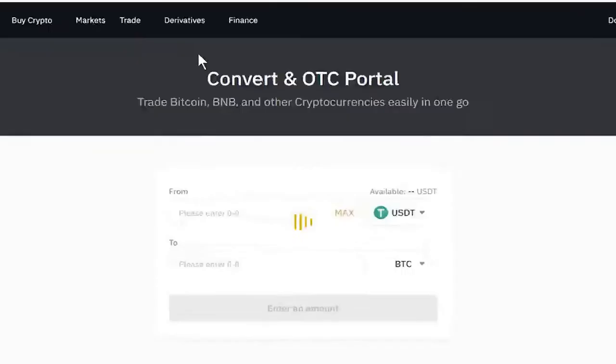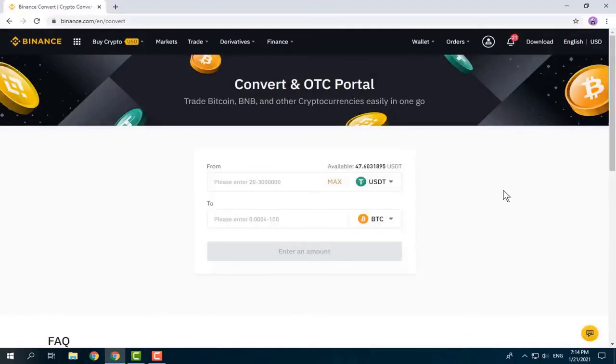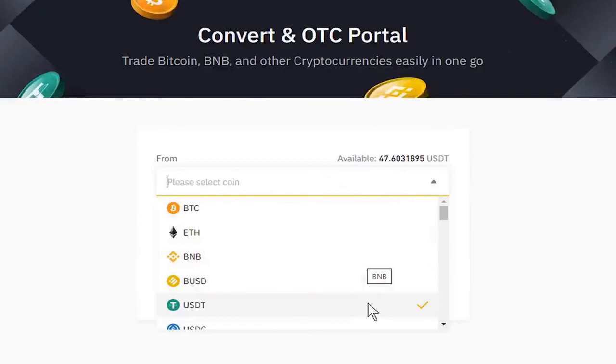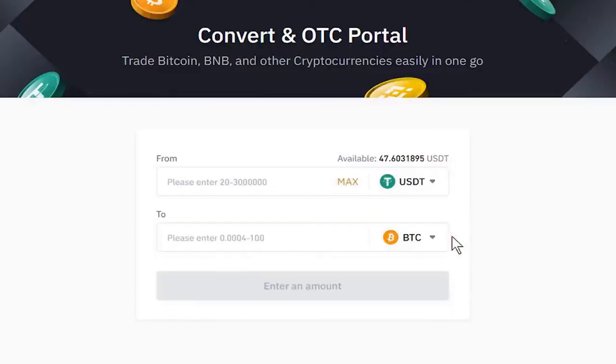Let's begin with Convert. This is the Convert and OTC portal, over-the-counter portal actually, which provides a very easy way to trade. In the first box here, you select the coin that you want to convert. USDT is selected for us because we have USDT available right now. And in the second box here, you select the coin that you want to convert to. As you can see, I have 47 tethers available and I want to convert it to Bitcoin. Pay attention that the minimum amount here in the Convert and OTC portal is $20.